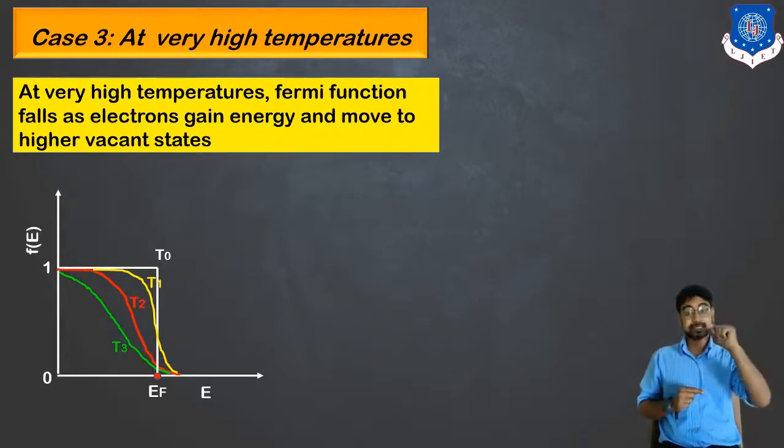But in the middle, as the temperature increases, what is happening? T3 is the highest temperature. At that time you can see that the probability graph is very narrow. After that, T2 and T1, slowly and gradually it comes towards the ideal condition. So what happens at high temperature? At high temperature the electron absorbs energy and goes to the higher vacant state.